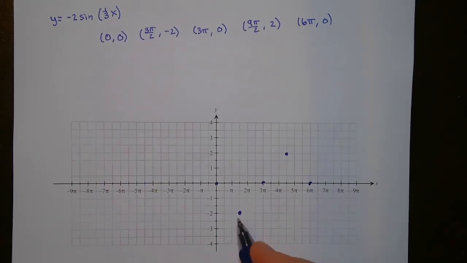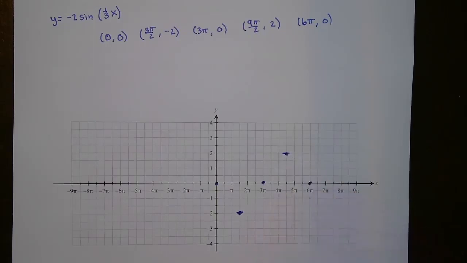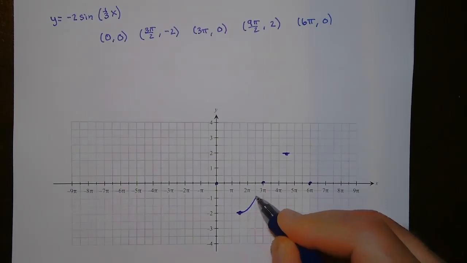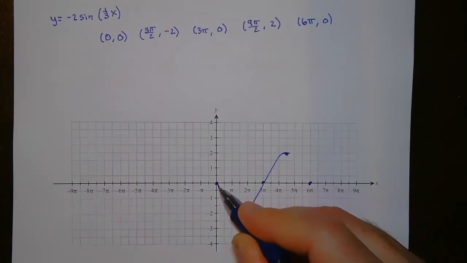All right, so I know right here, this is my minimum, and I know I have to go horizontal right there. And this is my maximum, I'm going to have to go horizontal right there. So it's going to look something like this. And this one's going to go down.